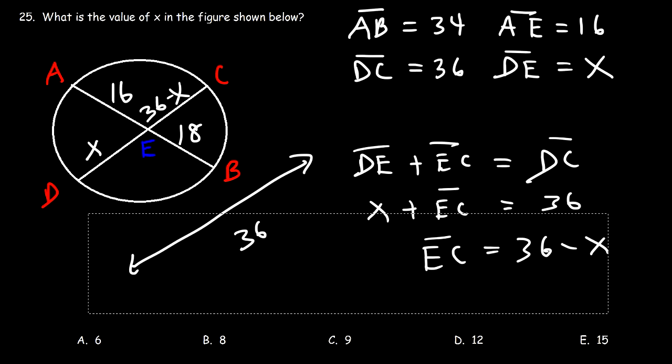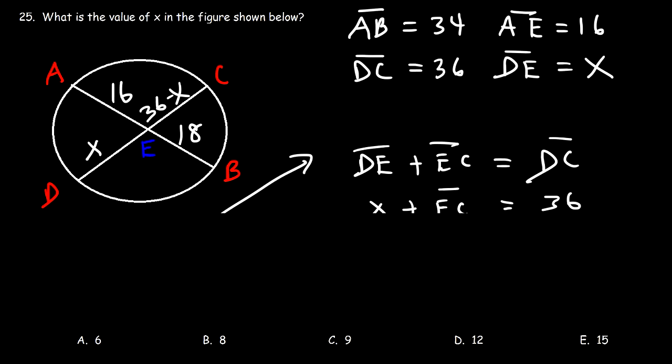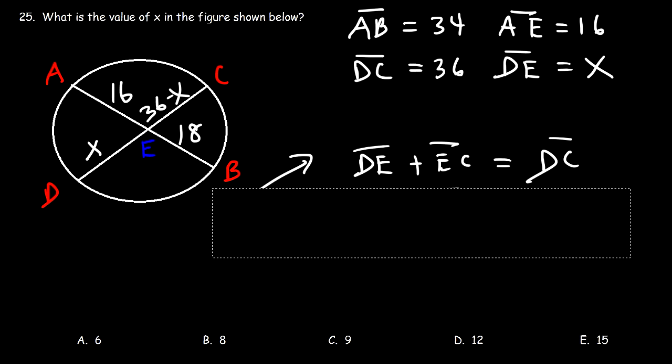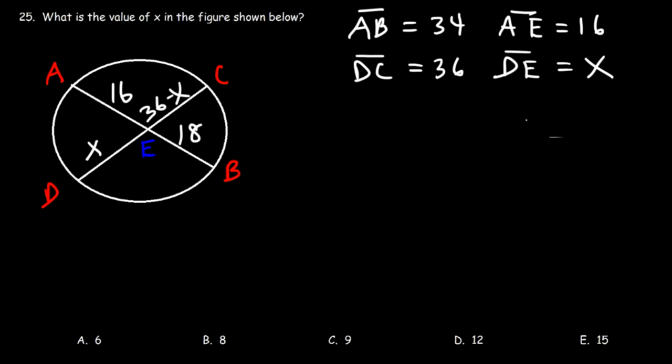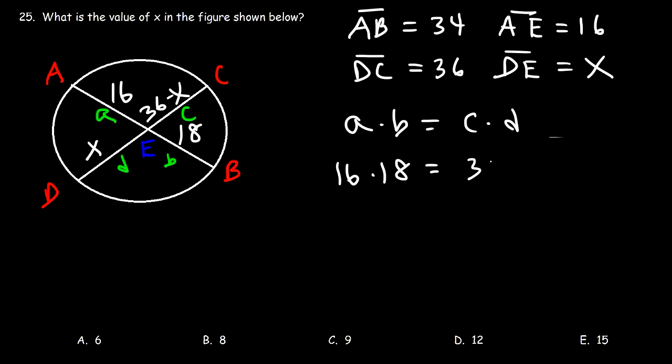Now, in order to calculate the value of x, we need to use something called the chord power theorem. And the formula for that is AB is equal to CD. So let me put this in a different color. This would be A, this would be B, this is C, and this is D. So A times B, that's going to be 16 times 18. C times D, that's 36 minus x times x.